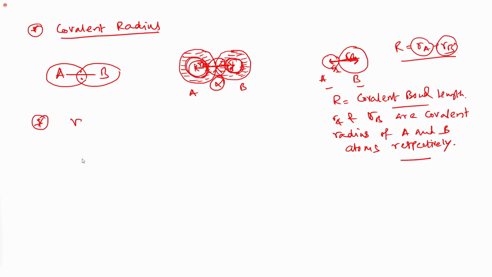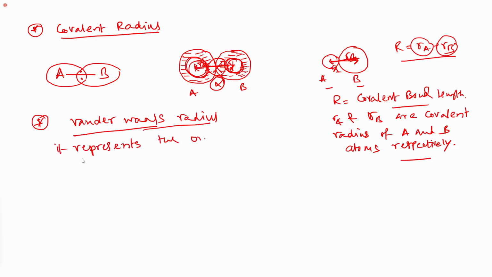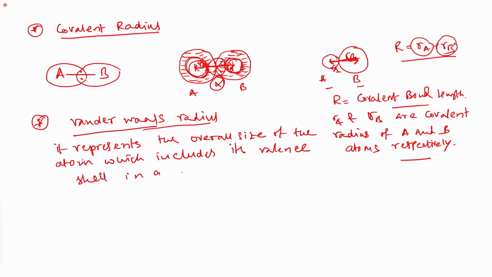Now, van der Waals radius. The van der Waals radius represents the overall size of the atom, which includes its valence shell, in a non-bonded situation. So they are not bonded. That is why it is called the van der Waals radius; they are not actually bonded. This is the non-bonded situation.